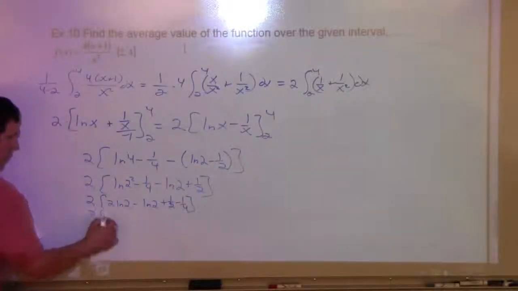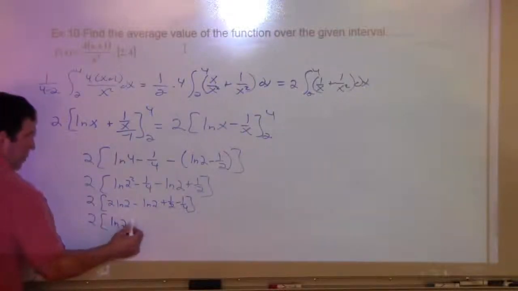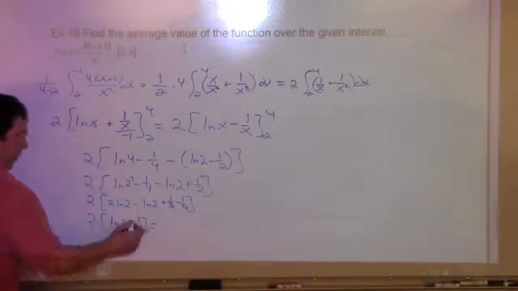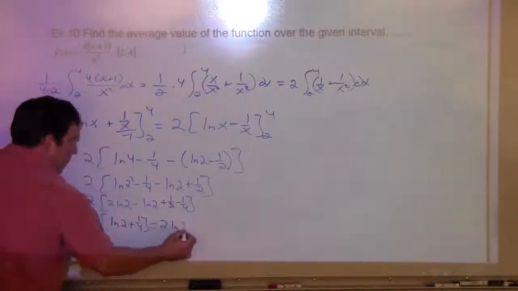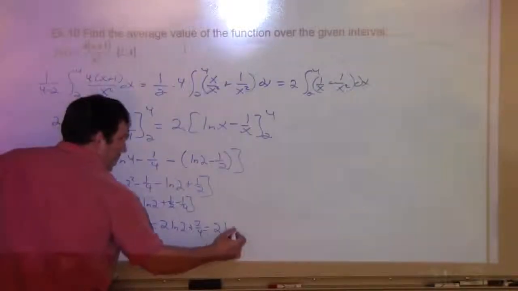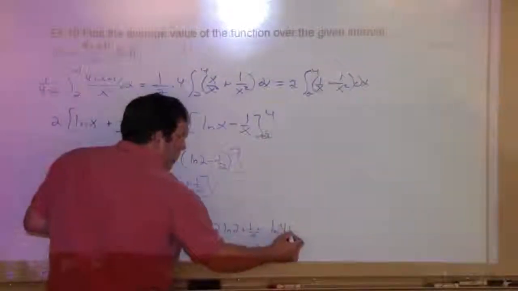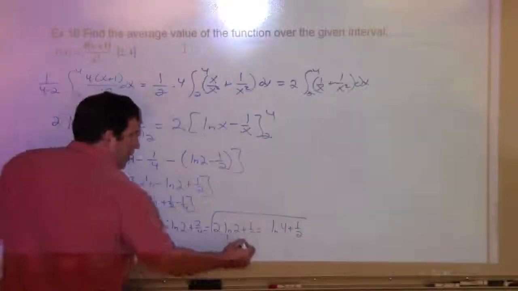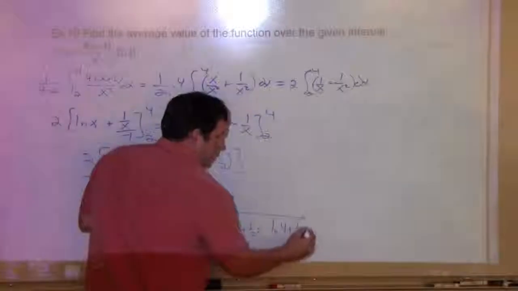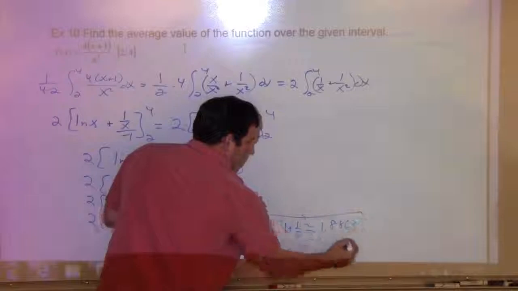So we have 2 times what? 2 natural log of 2 minus natural log of 2 is just natural log of 2. 1/2 minus 1/4 is 1/4. If we multiply through by 2, we have 2 natural log of 2 plus 2/4. That's 2 natural log of 2 plus 1/2. You could also write that as natural log of 4 plus 1/2. And that would be approximately 1.8863.